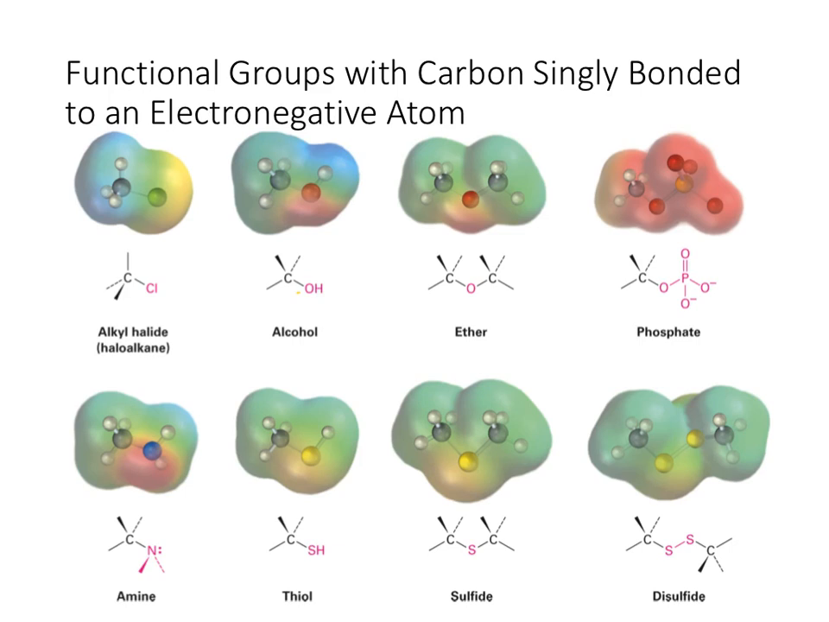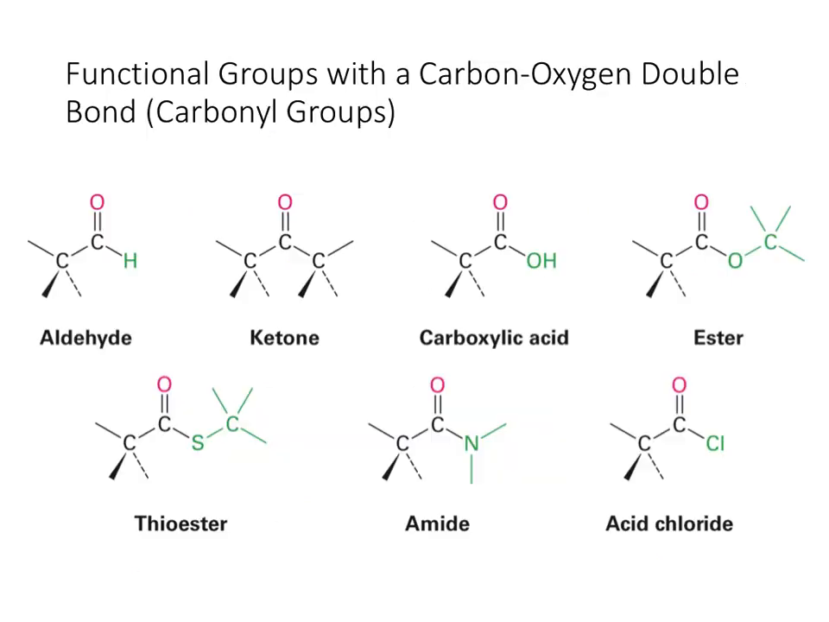Now you might be thinking, hold on, sulfur is not that much more electronegative than carbon. And you're right, which if you look at the electrostatic map, you can see that there's just a slight buildup of charge on the sulfur atoms. Another group to consider would be all of the groups that contain carbon-oxygen double bonds, or carbonyl groups. So here you have the aldehyde, the ketone, the carboxylic acid, the ester, the thioester, the amide, and the acid chloride.